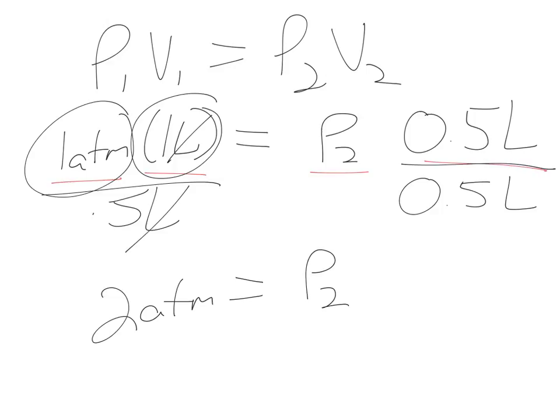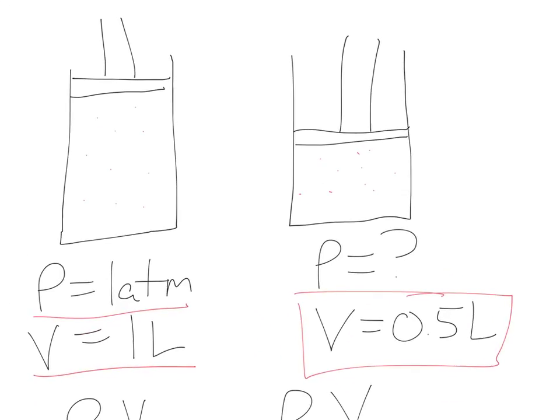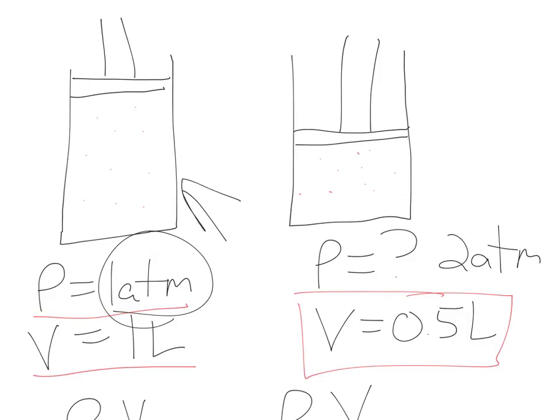All right, so if I go back to my original picture, I was trying to figure out what my new pressure was. Looks like it's going to be 2 atmospheres. And this should make some sense. If this was at 1 atmosphere, and I squeezed it down to this, which is half the space, I would expect the pressure to go up, and it does. It goes up to 2 atmospheres. Good.